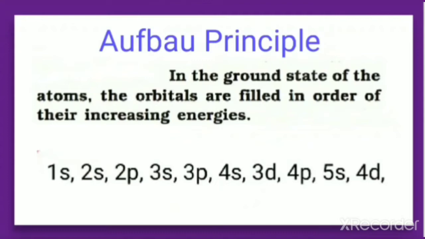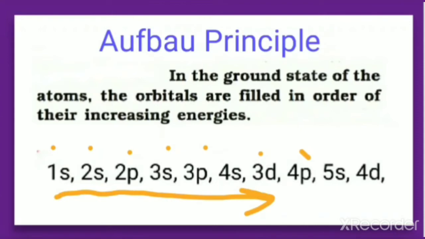The word Aufbau means 'building up' in German. So the building up of the orbitals means the filling up of orbitals with electrons. So from an energy level diagram, it is clear that for a multi-electron atom, this sequence is followed. So we need to fill the orbitals in the increasing order of energy. That means you have to fill in this direction. First this, then this, and so on. This is what is called the Aufbau principle.